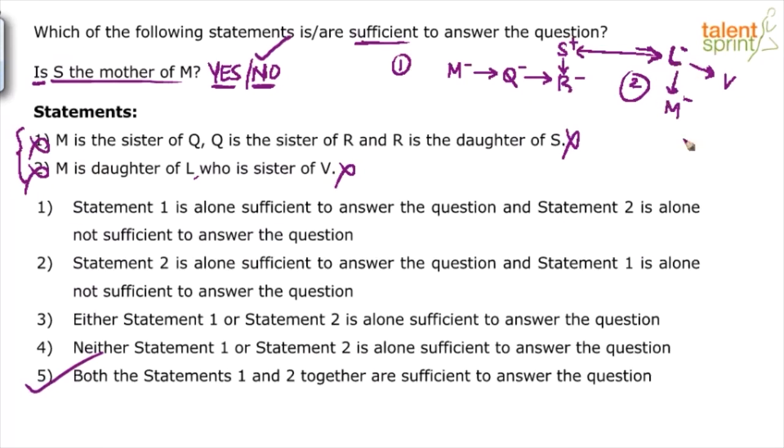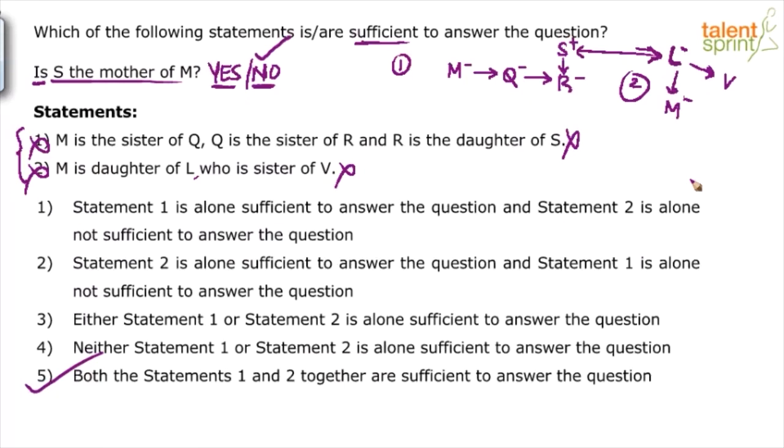From statement 2, I don't know anything about S. What I only know is that M is the daughter of L, L is the sister of V. The question is saying, is S the mother of M? My answer will be, I don't know. From the given data, I don't know is S the mother of M or not. So you would say, because L is the mother of M, S is not the mother of M. Okay, hold on. I think he has got a point. Is S the mother of M? Okay, so Saurabh, you have got a point.